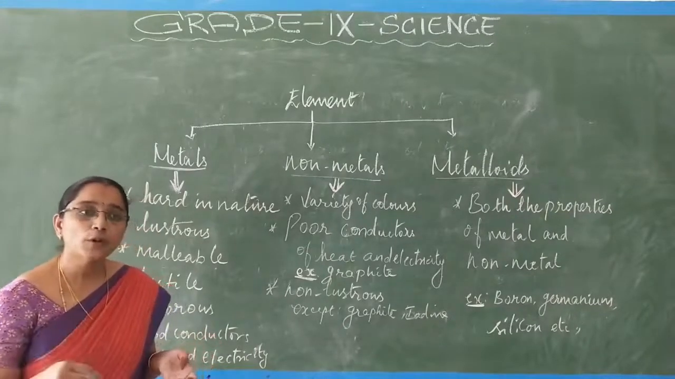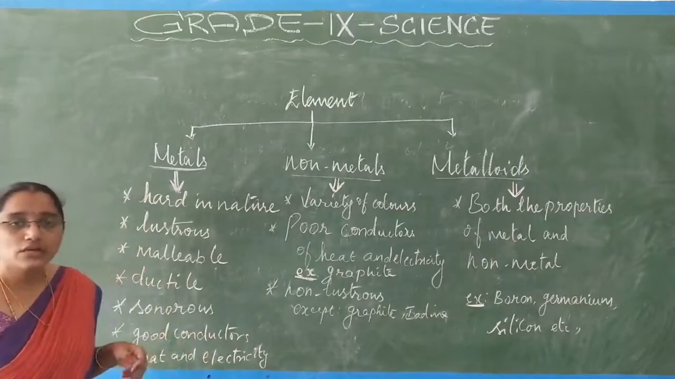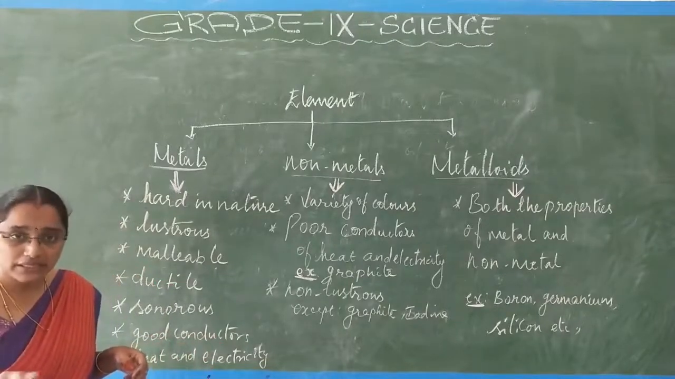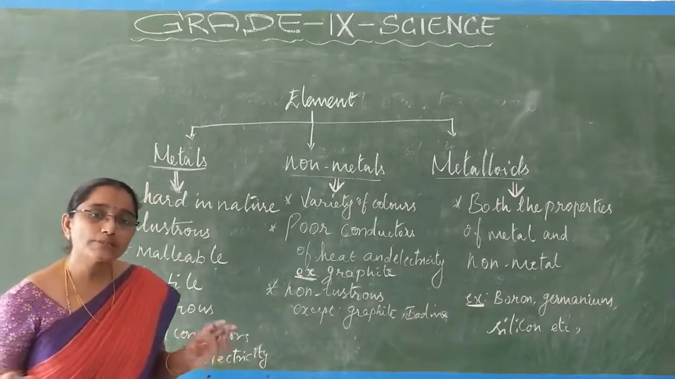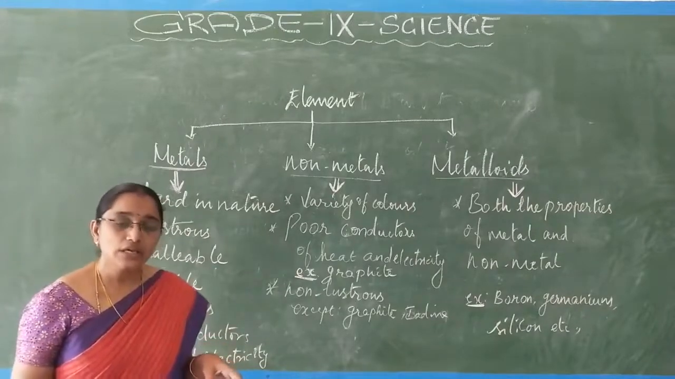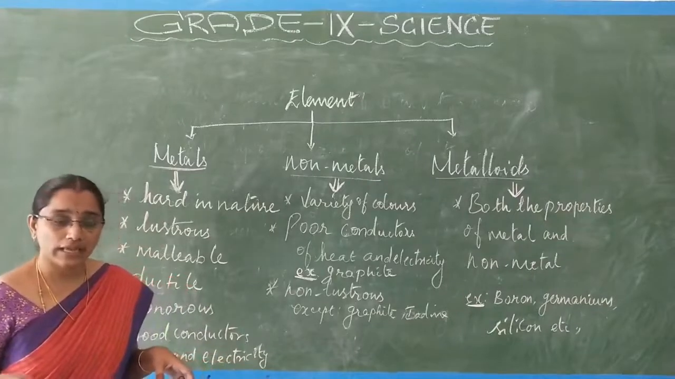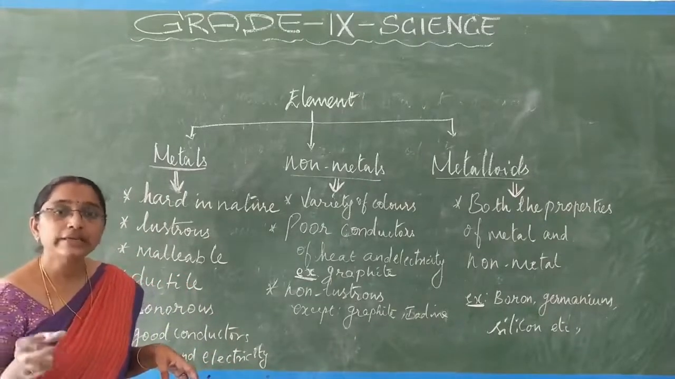Okay. The next property we have is ductility. So what is ductility? By beating the metal, we can change it into a thin wire. We call this process ductility. So metals have the capability of having ductile nature.